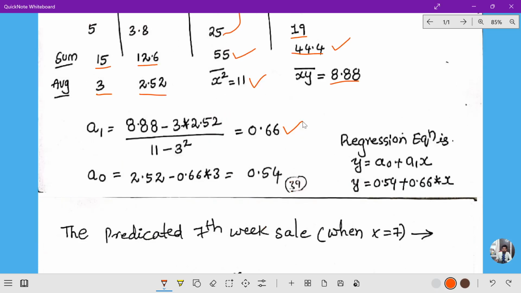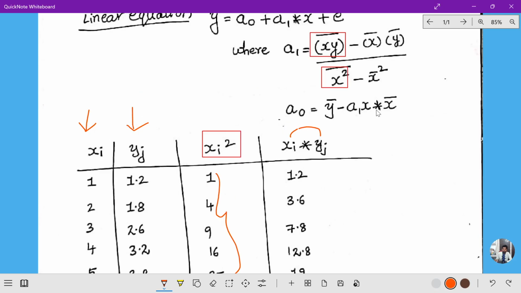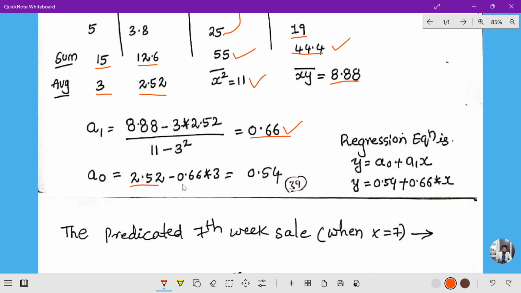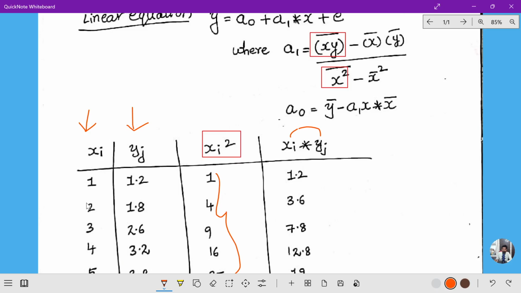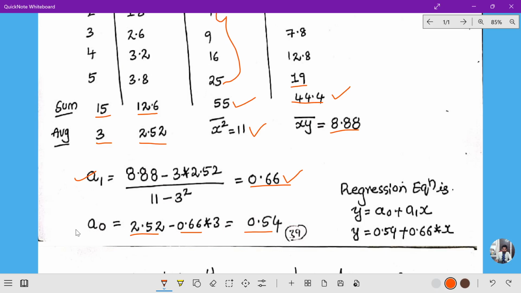This is equal to 0.66. The second one is a0, which is y bar minus a1 into x bar. Y bar is 2.52 minus the a1 value, which we found is 0.66, into x bar. What is the value of x bar? x bar is 3. So the final value is 0.54. So we found the values of a1 and a0.